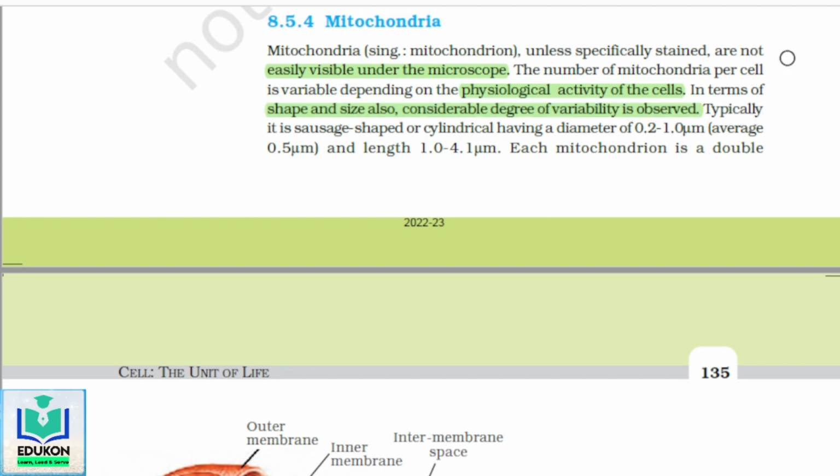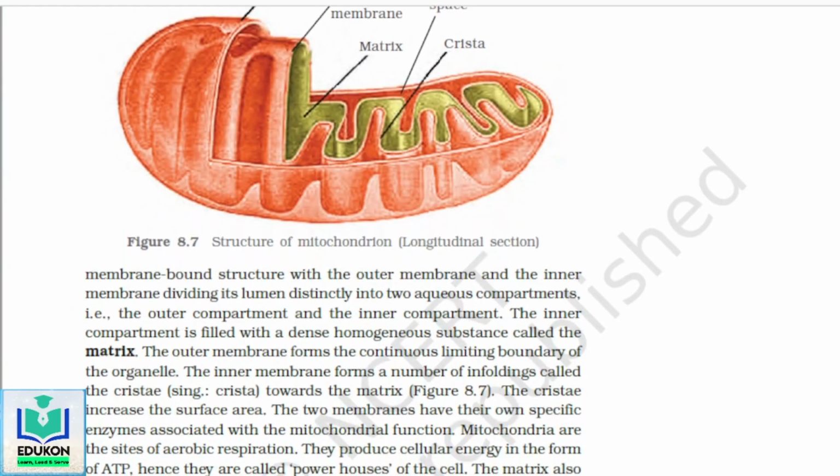Typically, mitochondria are sausage-shaped or cylindrical, having a diameter of 0.2 to 1 millimicron in width, with an average of 0.5 millimicron, and a length of 1 to 4.1 millimicron. This is the average size of the mitochondria, and each mitochondrion is a double membrane bound organelle.